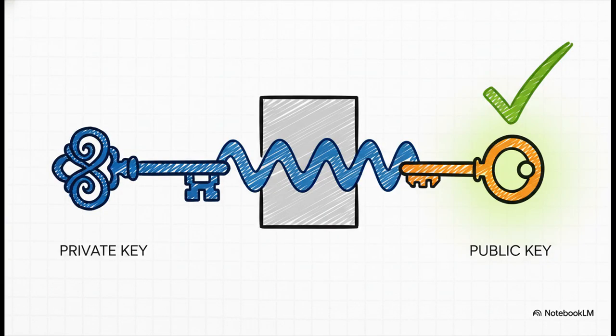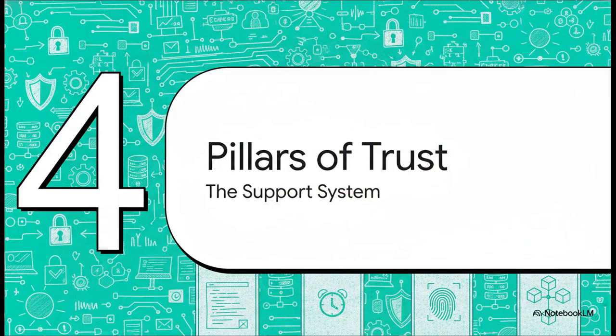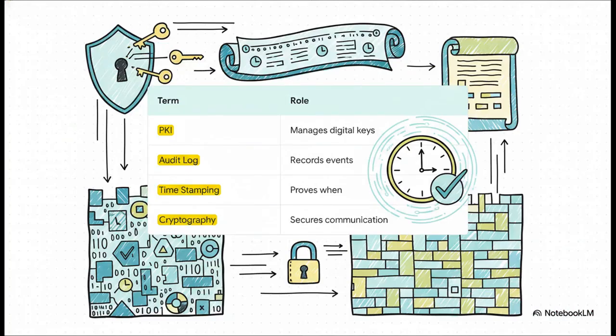And this right here, this is the magic. The whole thing hinges on this one fact. Only your private key can create a signature that your public key can verify. It's this unique mathematical link that proves, beyond a shadow of a doubt, that the signature could only have come from you. But a digital signature doesn't operate in a vacuum. It's actually supported by a whole ecosystem of technologies that, together, create what you could call the pillars of digital trust. And this ecosystem has a few key parts.